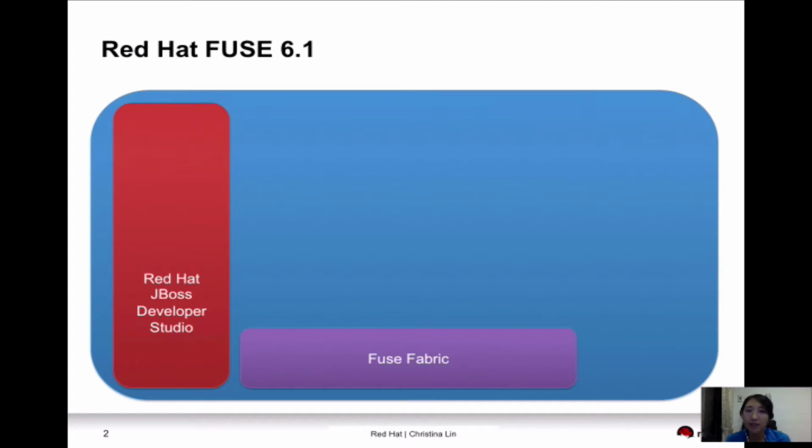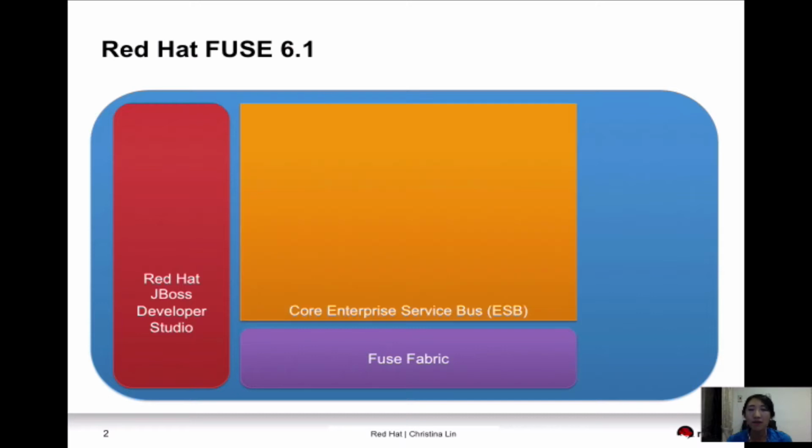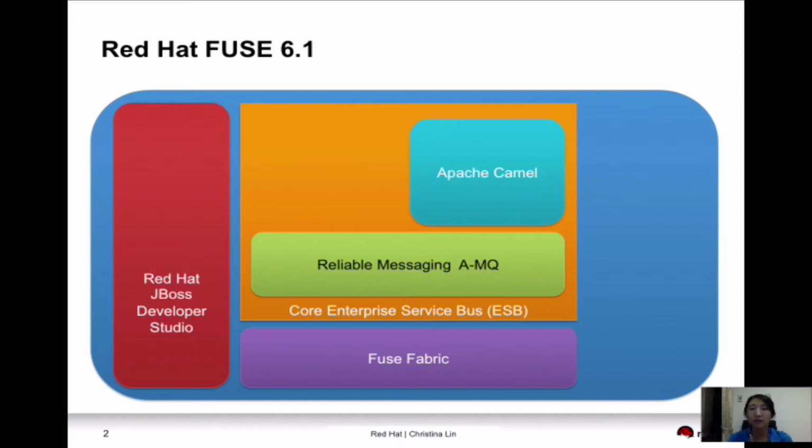As for the developers, we have JBoss Developer Studio that allows you to develop all the programs and the services routing on the core enterprise ESB. Within the ESB, we have reliable messaging, A-MQ, which is based on Apache ActiveMQ, and allows you to have publish-subscribe or point-to-point message transfer.